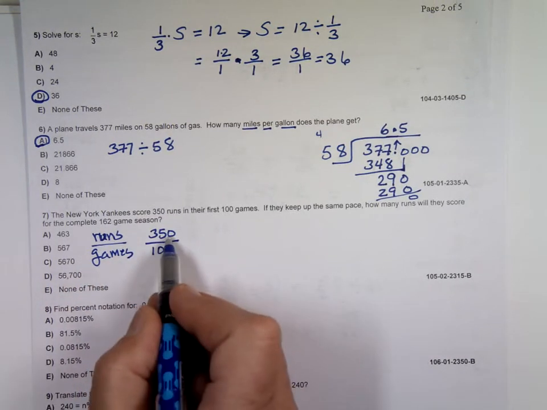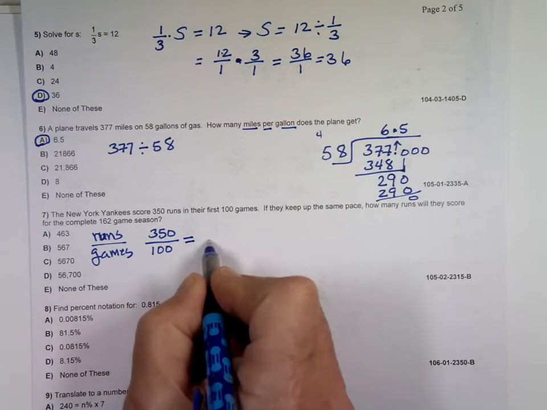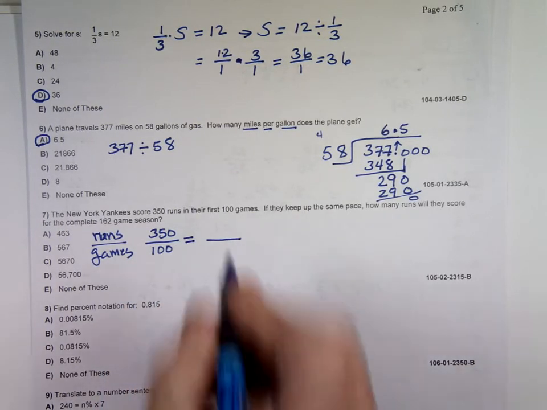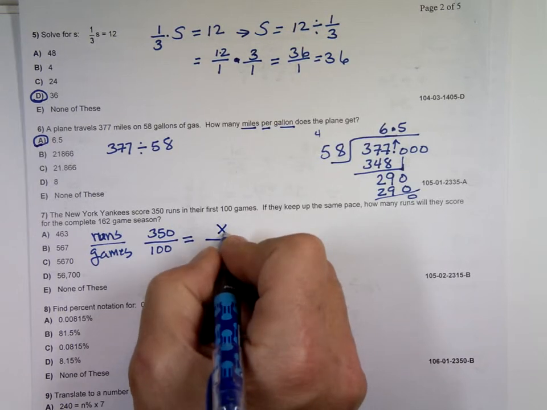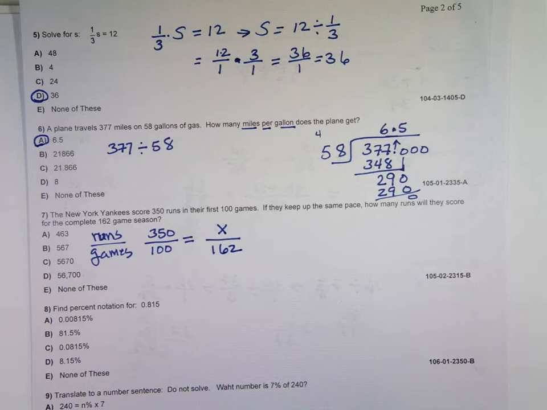350 runs in 100 games. If they keep up the same pace, that means that they're equal to how many runs, that's unknown, will they score in 162 games? Cross multiply, but before you cross multiply, if you want to simplify first, you can. You can make life a little easier on yourself.